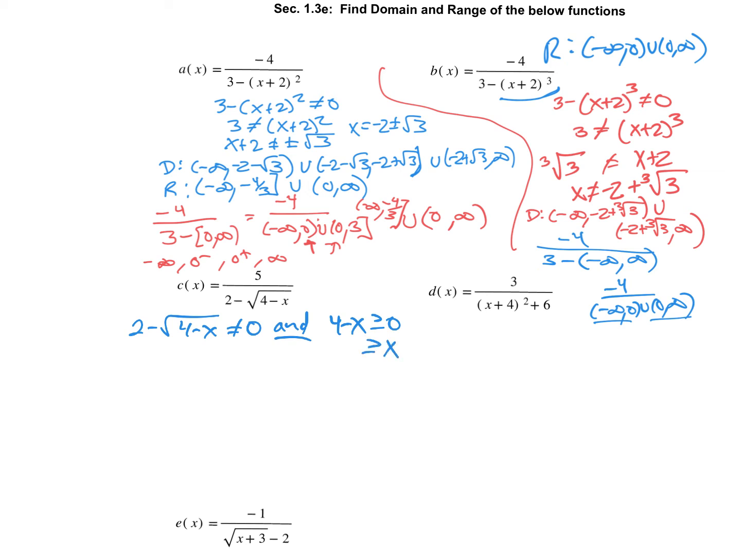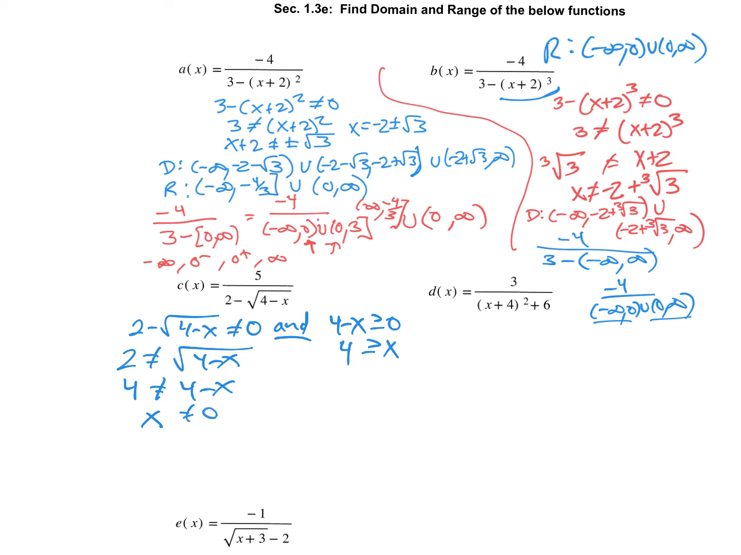So let's do that one. X has to be less than or equal to 4. And when would 2 minus the square root of 4 minus x equal 0? Well, let's see. Square both sides. So I've got 4 cannot equal 4 minus x. So x cannot be 0.